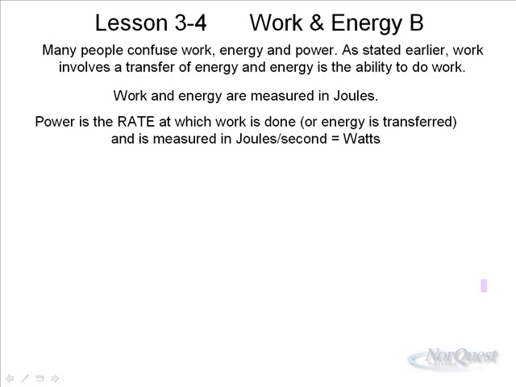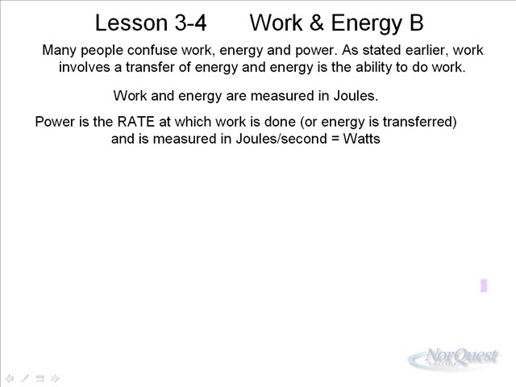So if you got paid $12 per hour, your rate of pay would be $12 for every hour. That's different than how much money you have. If you've got $500, that's kind of like your work or energy, and it's measured in joules. Whereas power is how fast you make money. Some people make $12 an hour, some people make $12,000 an hour.